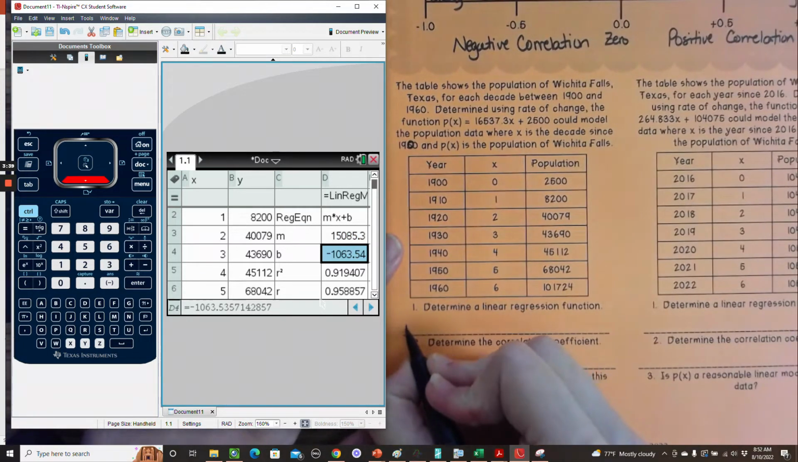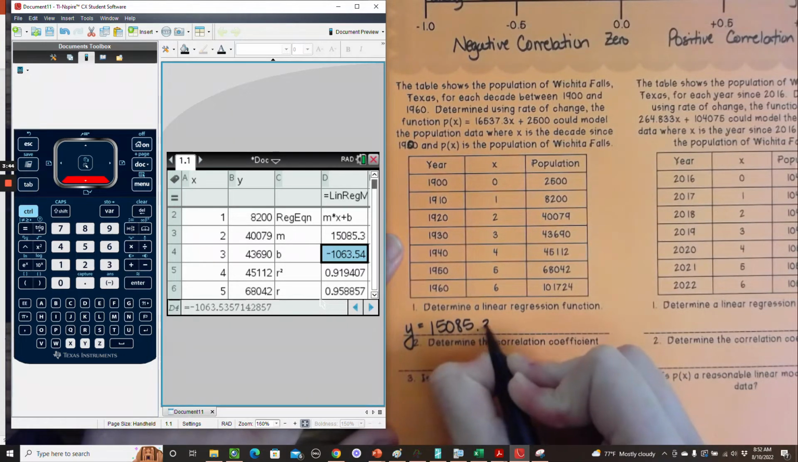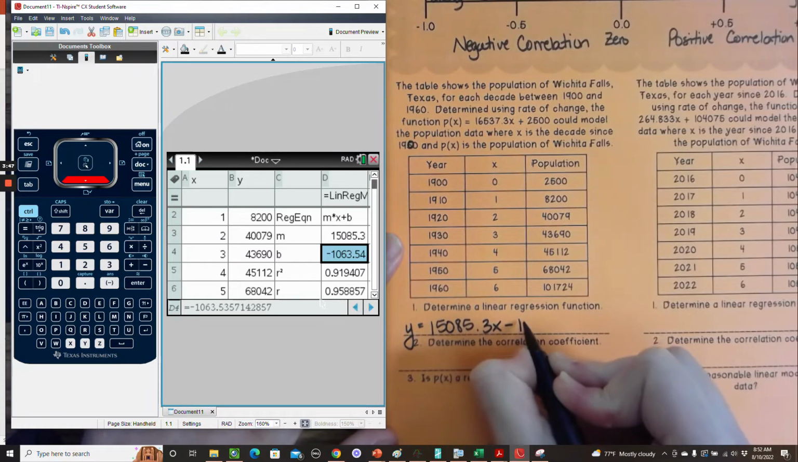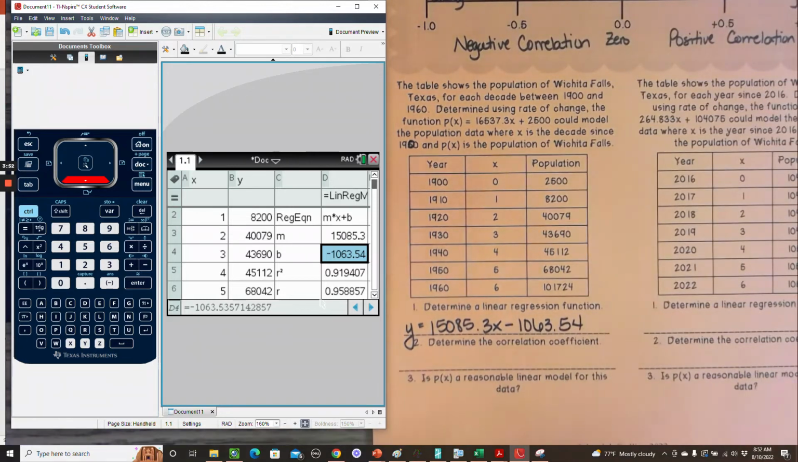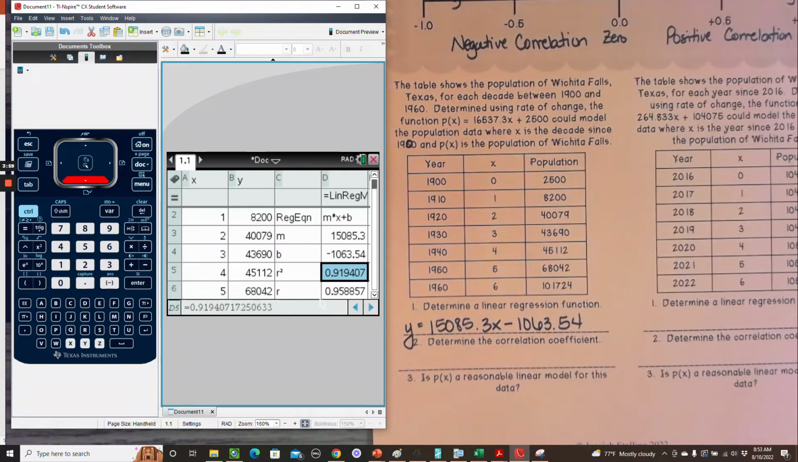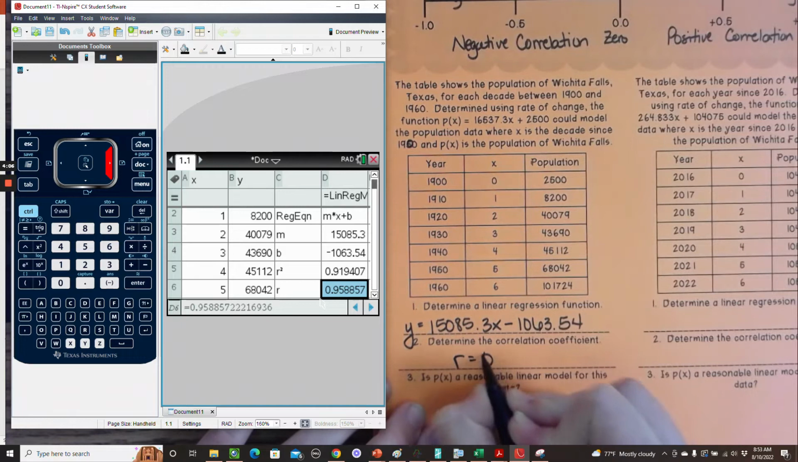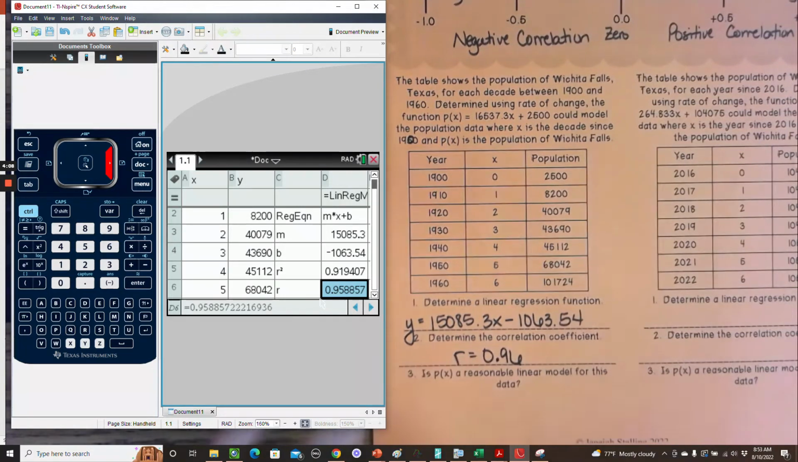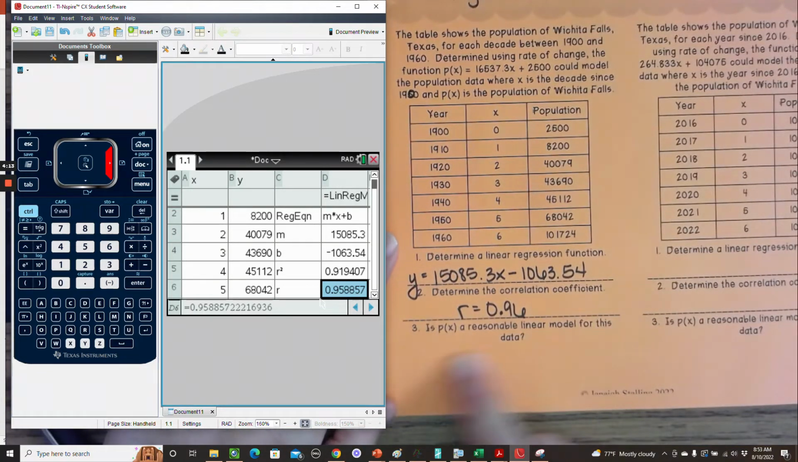So I can write an equation: y equals 15085.3x minus 1063.54. That, using linear regression, is the equation that I get. Determine the correlation coefficient. That is this number here, just the R. We're going to round it off to 2 numbers after the decimal. So R equals 0.96.